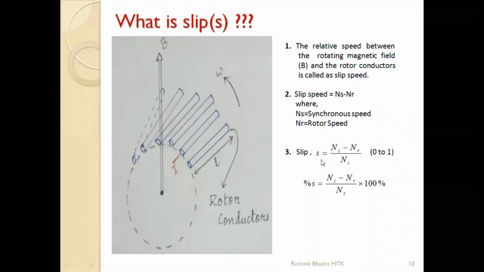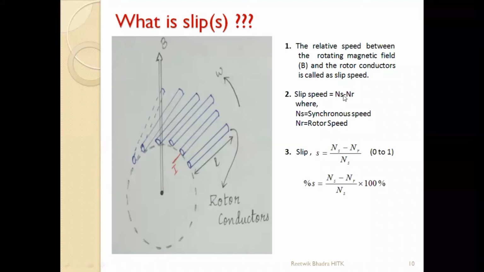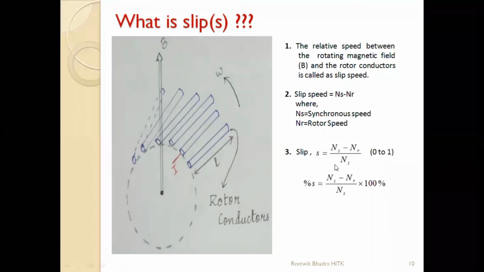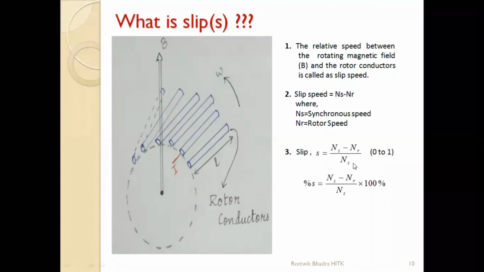Why take the ratio of slip and not just ns minus nr? You can take it, no problem, but this is a convention: we take slip as ns minus nr by ns to make it dimensionless. A dimensionless ratio gives many conveniences, just as in physics.